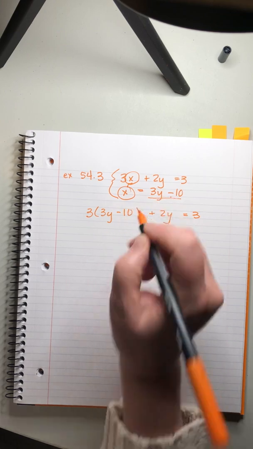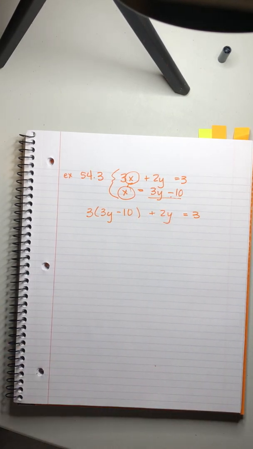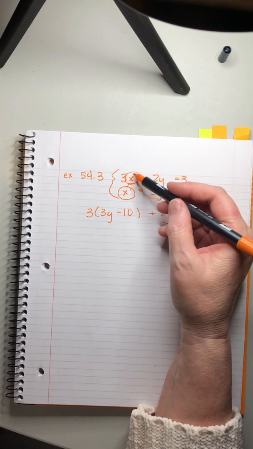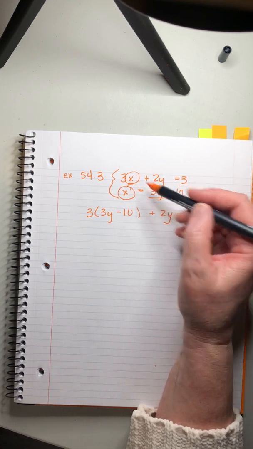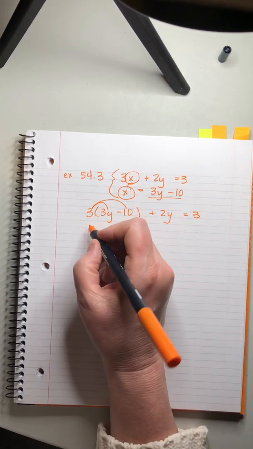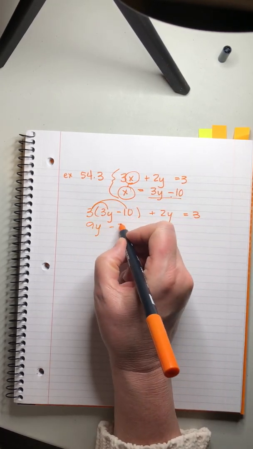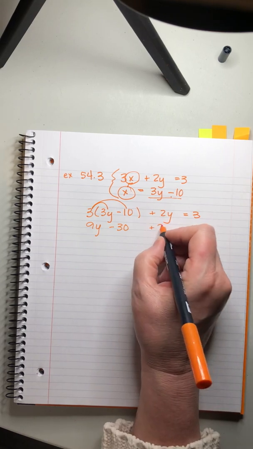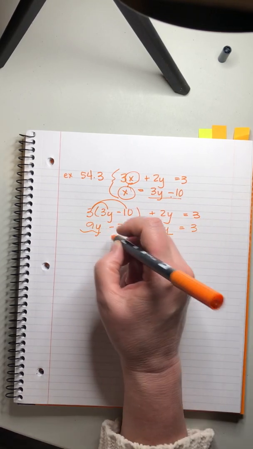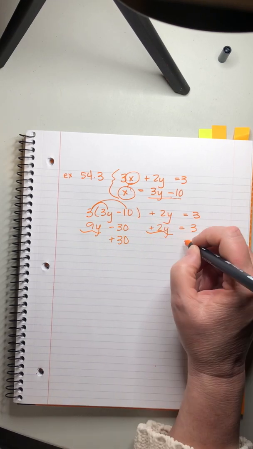3y minus 10. It always is going to work out that the letter that you're substituting will disappear and you'll be left with the other letter. We distribute. 9y minus 30 plus 2y equals 3. We'll combine our like terms at the same time we add the 30.